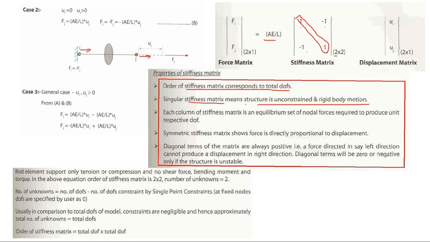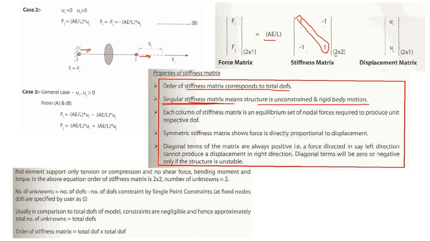So whenever we come to know in the analysis that it is saying there is a rigid body motion or a singular stiffness matrix, the software will give the error singular stiffness matrix. That means the entire thing is without any boundary condition. The structure is there, that's why it can make rigid body motion.